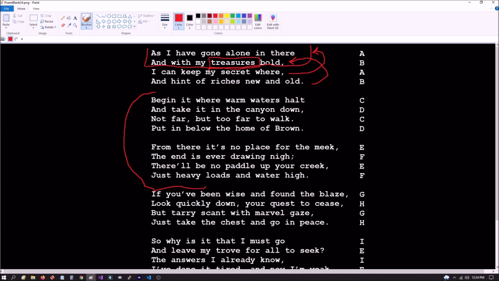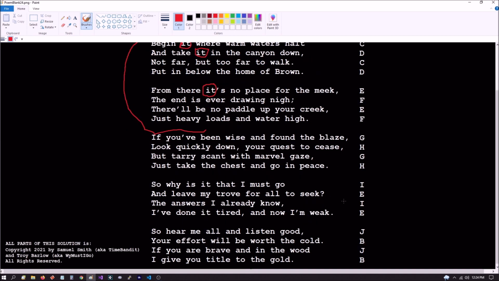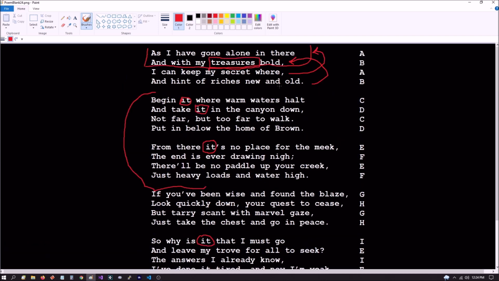And you can tell that because he's talking about it. All right. The only place that we have the word it is here, here, here. The very next time that you see the word it, well, you're going to see it here. But this entire stanza is going back to both of these stanzas to answer that question.